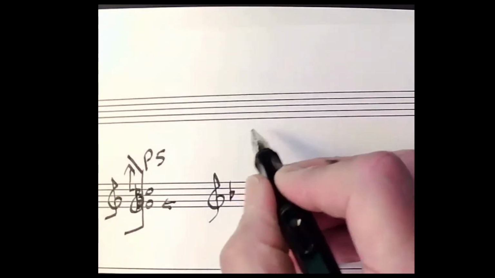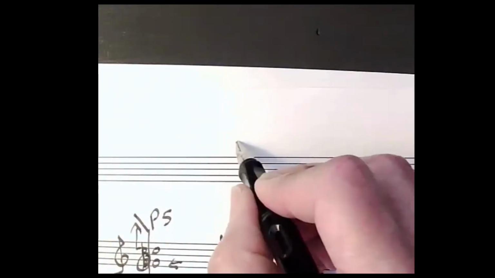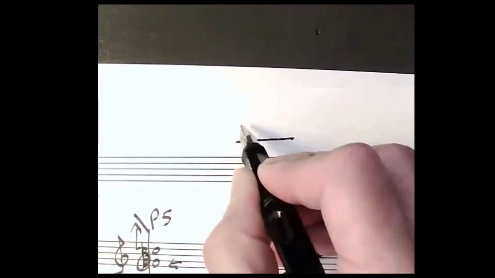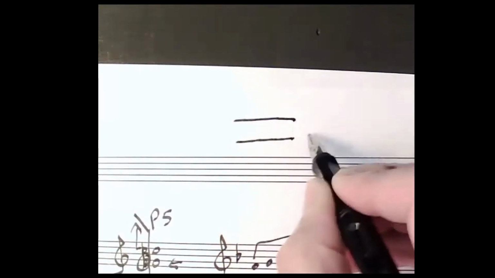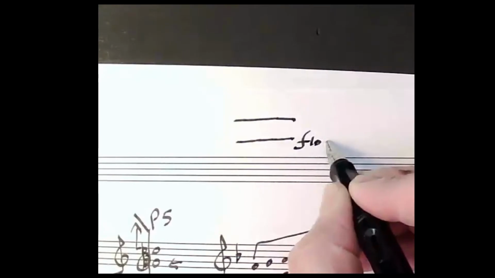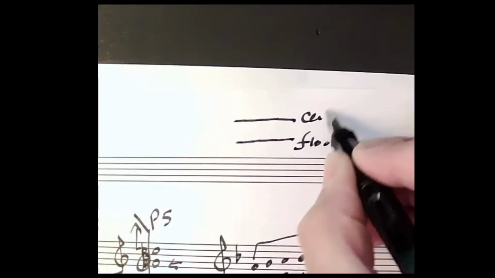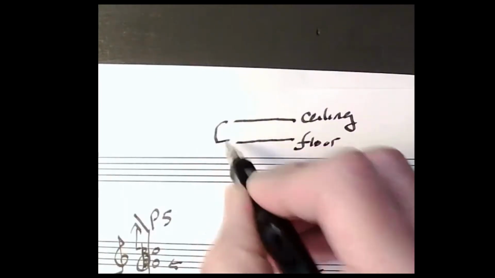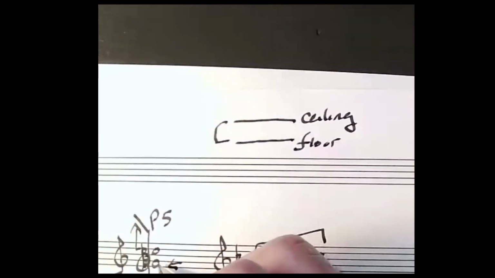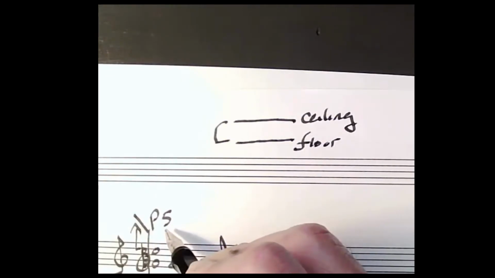Here's another way of thinking of it. Let's say we were inside a room, and this is the floor, and this is the ceiling, and you're measuring the distance. Let's say that's the distance from the F to the C, and that's the distance of a perfect fifth, let's say.